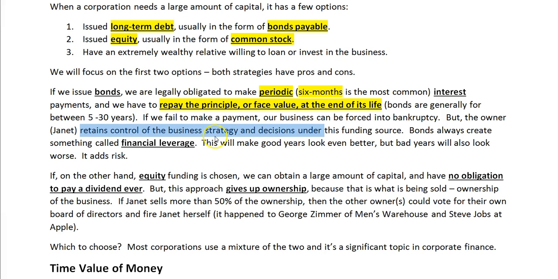Bonds also always create something called financial leverage. We're going to see financial leverage and how it impacts earnings per share. Basically, leverage of any type will make good years look even better and make bad years look worse. In finance, it's called adding risk. In finance, the word risk doesn't mean something bad happening, but equally means something good happening. It's just a wider array of options that can occur. It's not necessarily negative in nature.